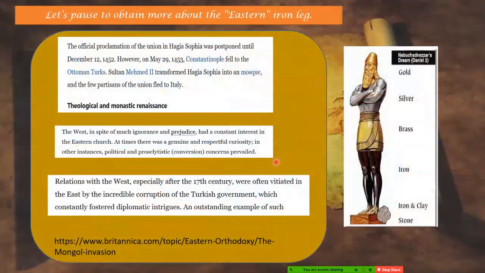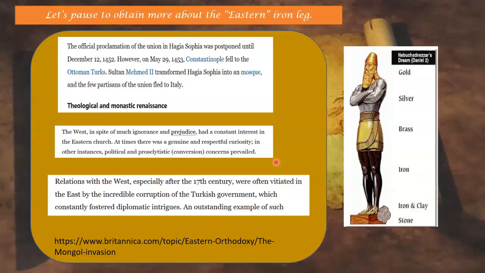So the official proclamation of the Union in Hagia Sophia was postponed until December 1452. However, in May 1453, Constantinople fell to the Ottoman Turks. Sultan Mehmed II transformed Hagia Sophia into a mosque, and the few partisans of the Union fled to Italy. So that is interesting that we just recently heard about Hagia Sophia being converted to a mosque, but that wasn't the first time. The first time apparently it happened in the 1400s.